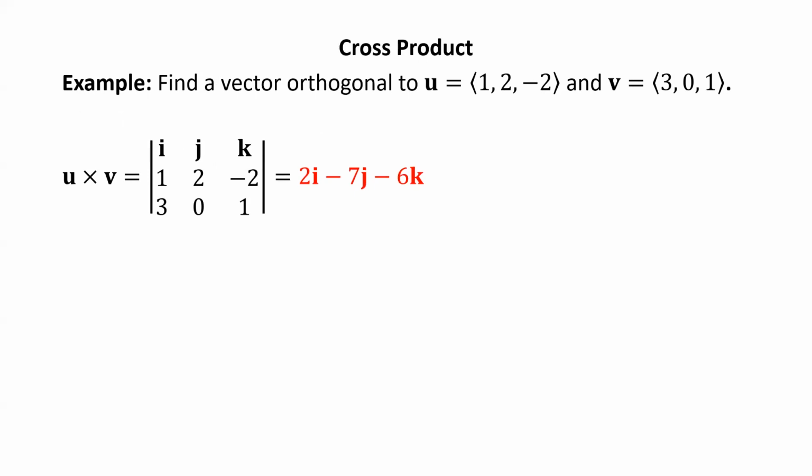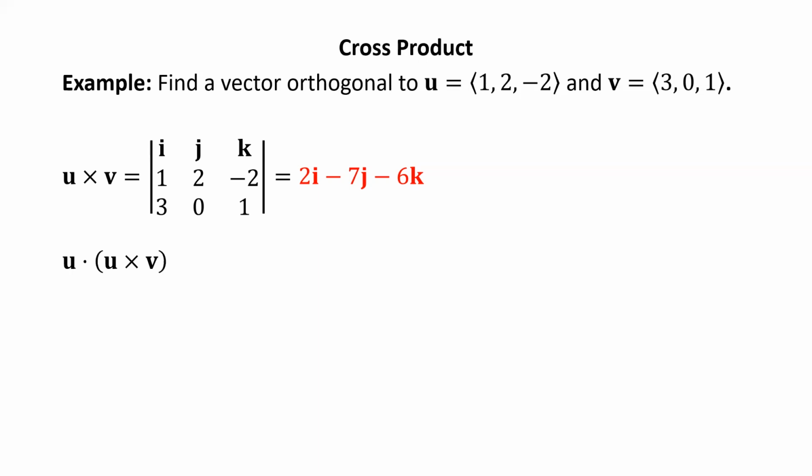Okay, so for the i component, we get 2 minus 0, which is 2. For the j component, we get negative 6 minus 1, which is negative 7. And for the k component, we get 0 minus 6, which is negative 6. So we wind up with 2i minus 7j minus 6k.